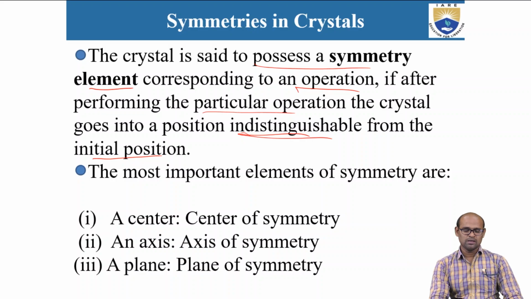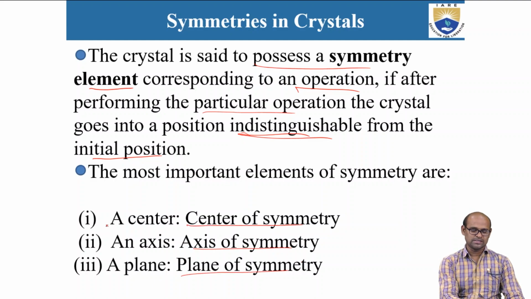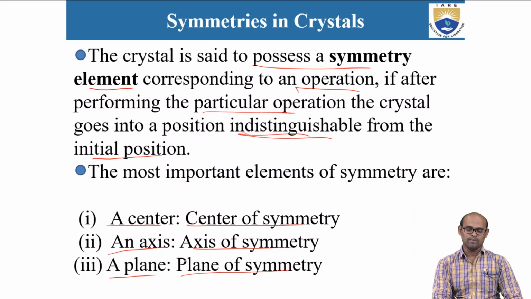Okay, so the most important elements of symmetry are the center of symmetry, axis of symmetry, and plane of symmetry. So a symmetry element can be a center, an axis, or a plane. You can perform the symmetry operation about a center, about an axis, or about a plane, right? If you perform the symmetry operation about a center and you get the same configuration as the initial configuration, then we are going to say that the crystal possesses center of symmetry.